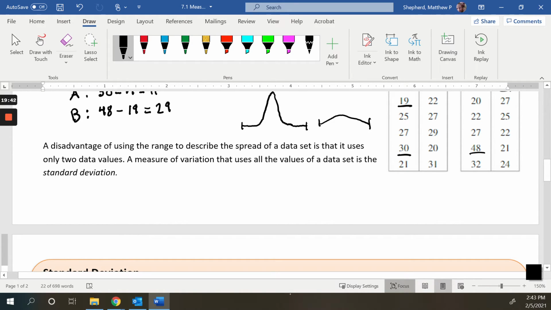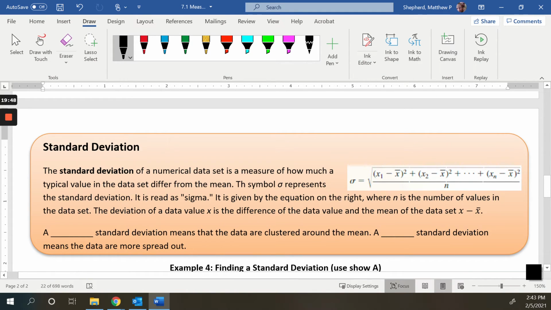So that takes us to another way of measuring how spread out the data is. It's called a standard deviation. Here's our monstrosity of an equation to calculate a standard deviation. I will kind of walk through it. A standard deviation of a numerical set is a measure of how much a typical value in the data set differs from the mean. So right here we've got our symbol for standard deviation. It is read as sigma. That's how you pronounce that symbol, sigma.